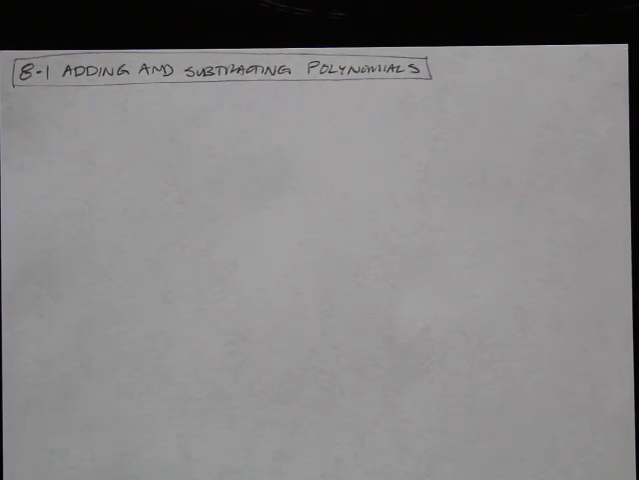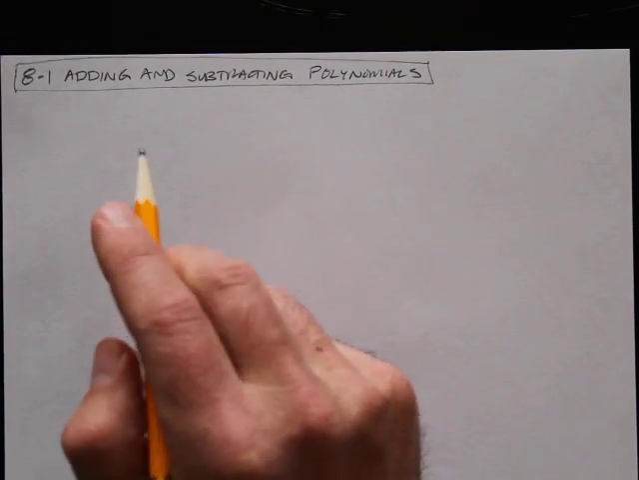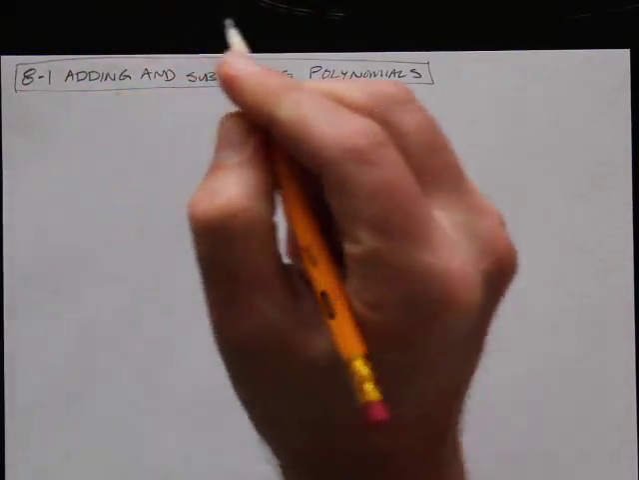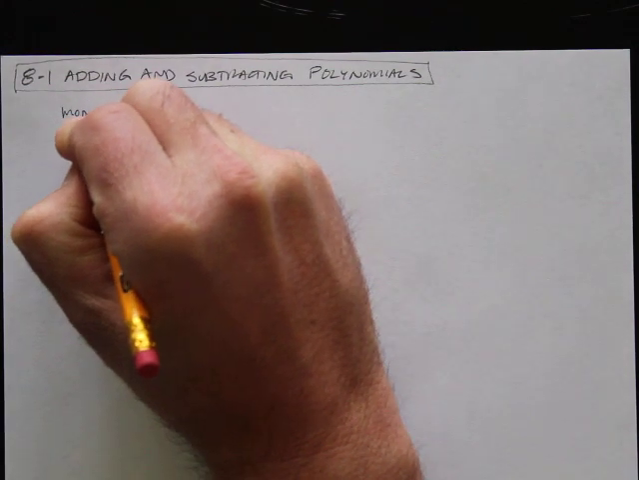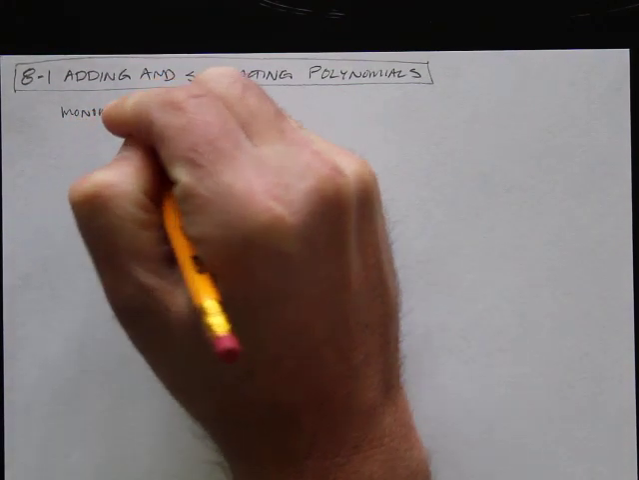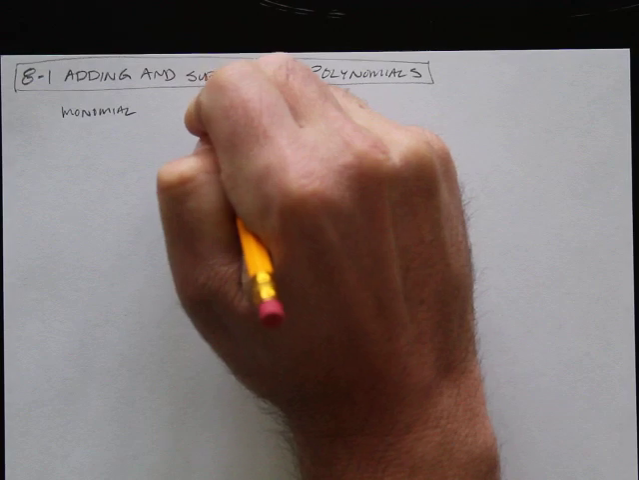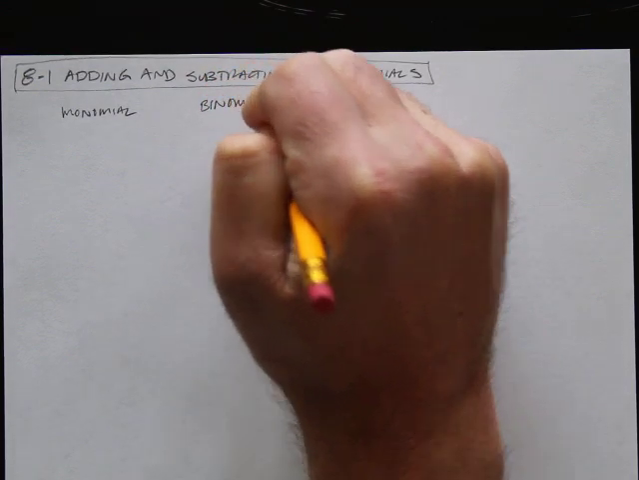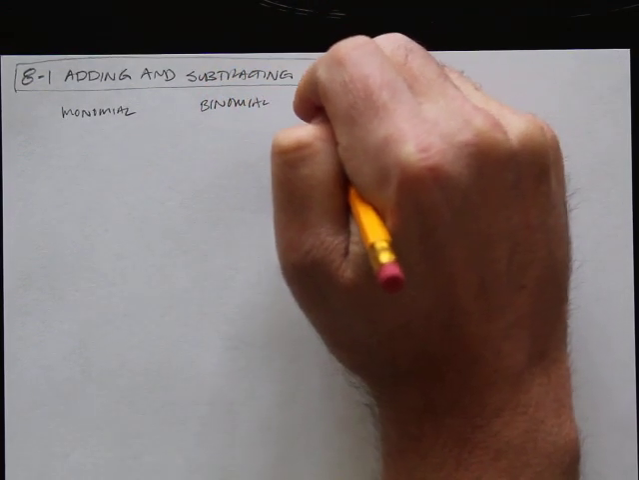Algebra 1, 8-1, adding and subtracting polynomials. So we've got a monomial, and we've got a binomial, and a trinomial.